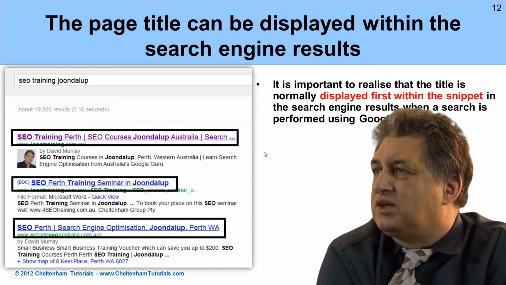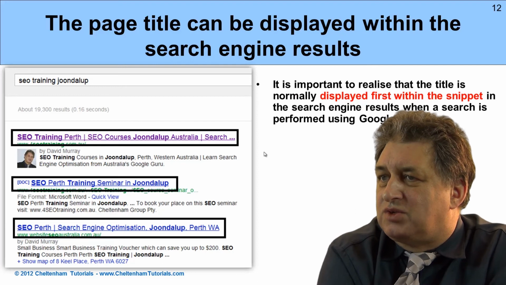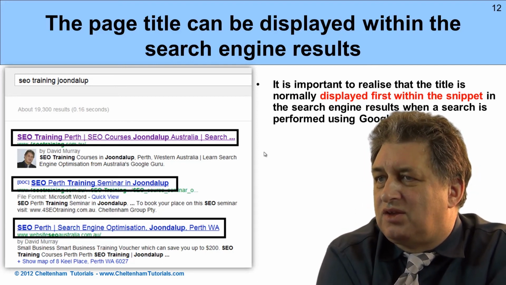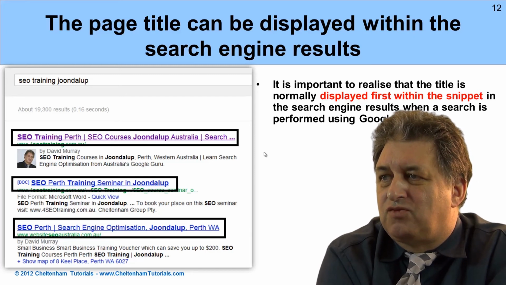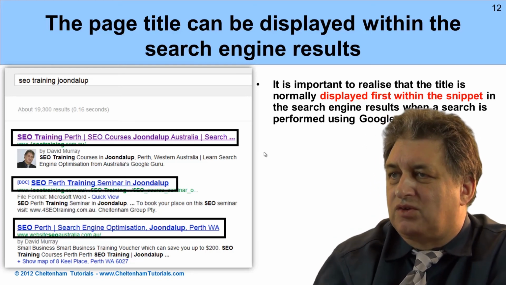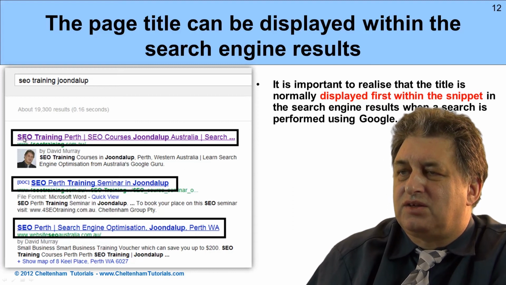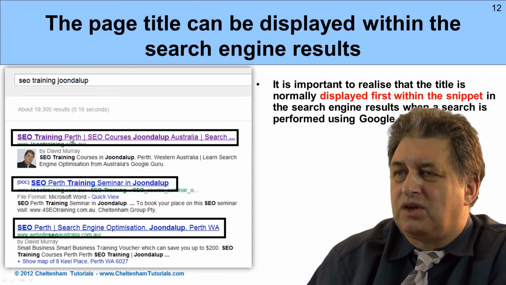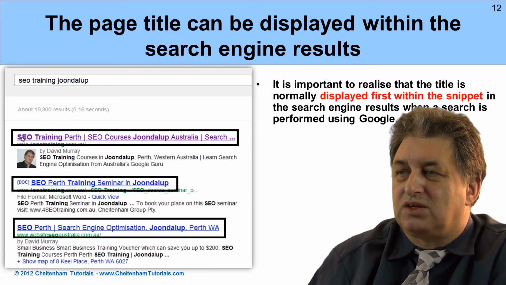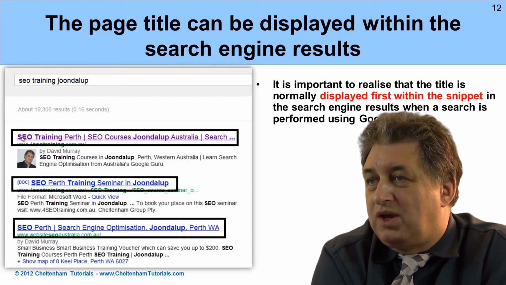Now, it's important to realize that the page title can be displayed within the search engine results, and it's very important to realize this is in many cases the first information people are going to see about your particular product or service. So in this example here, we've got some different titles. The title is SEO Training Perth. Now, we're a company based in Perth, Western Australia, and we do SEO training. So that kind of encapsulates in the 3 words exactly what we do and also where we are.